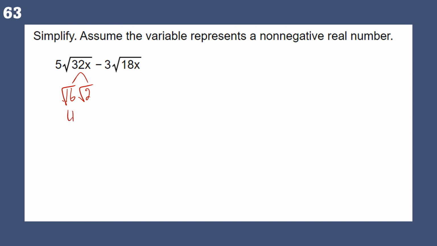Square root of 16 is 4, but let's not forget there was already a 5 out there. So 5 times 4 is 20. So this is going to be 20 square root of 2. And let's not forget there was an x in there the whole time.